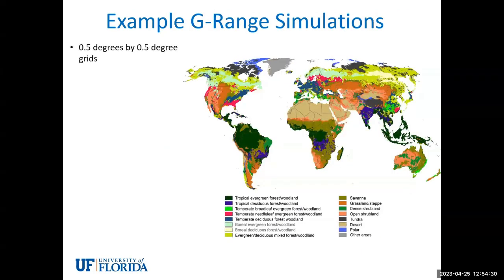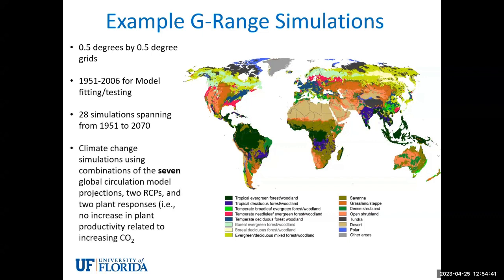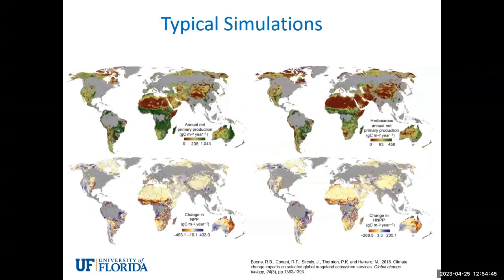The simulations can do, again, we ran this for a set of 1951 to 2070 rules that we did for that. And again, we've been rerunning some of Randy's runs that he put into his 2017 model. And this is just some outputs that come from that. You have the net primary production each year. You have the herbaceous annual net primary production. You can look at the changes over time with respect to different climate change scenarios.